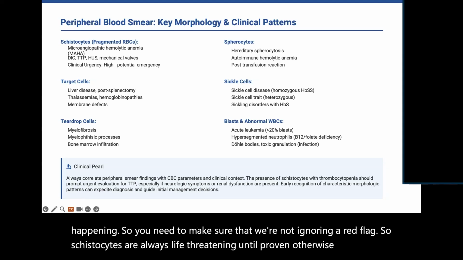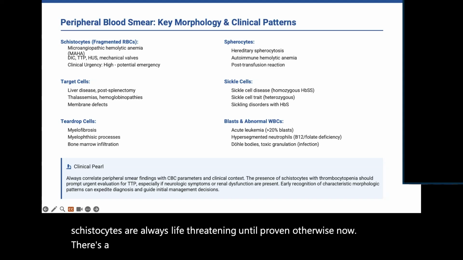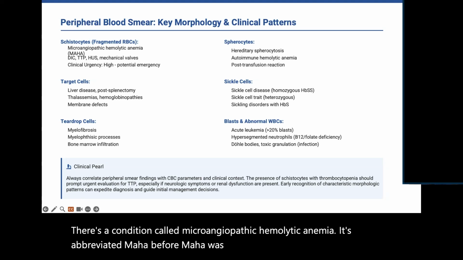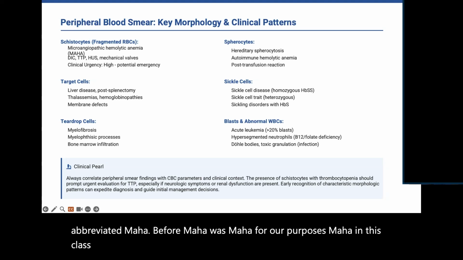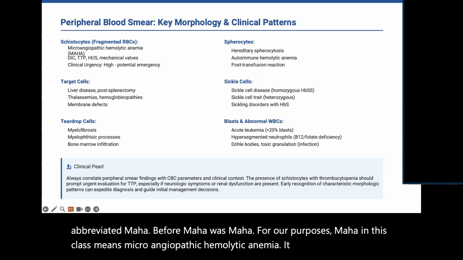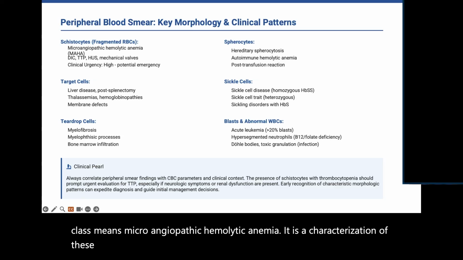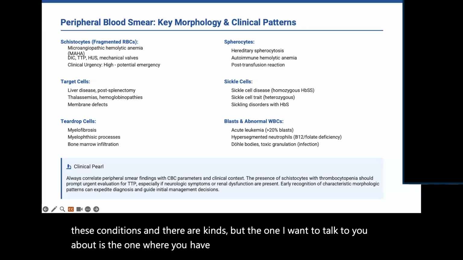Now, there's a condition called microangiopathic hemolytic anemia. It's abbreviated MAHA. For our purposes, MAHA in this class means microangiopathic hemolytic anemia. It is a characterization of these conditions. And there are kinds. But the one I want to talk to you about is the one where you have schistocytes, an elevated LDH, and a reduced haptoglobin.